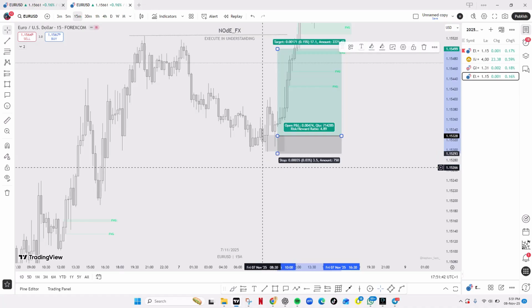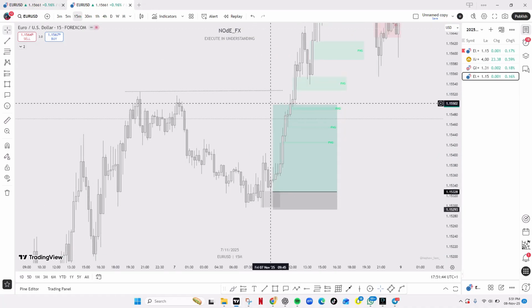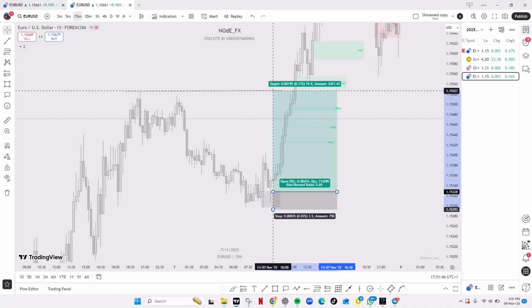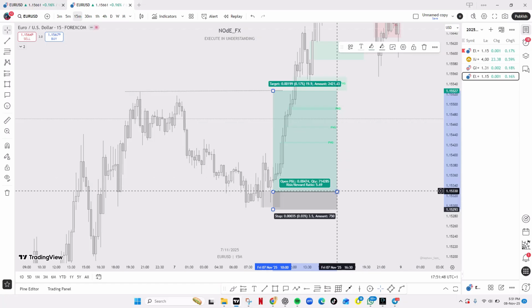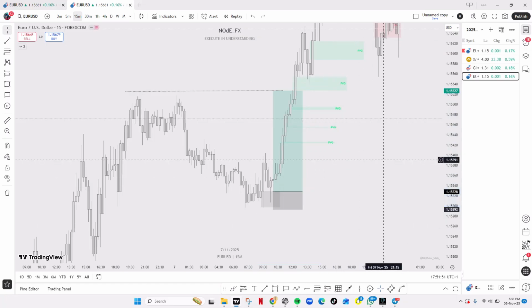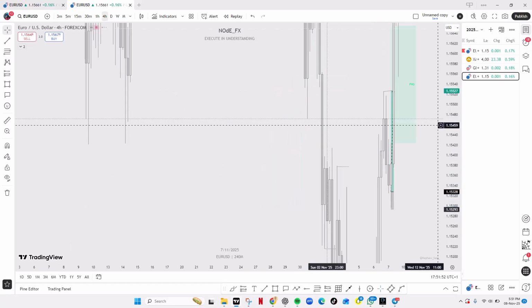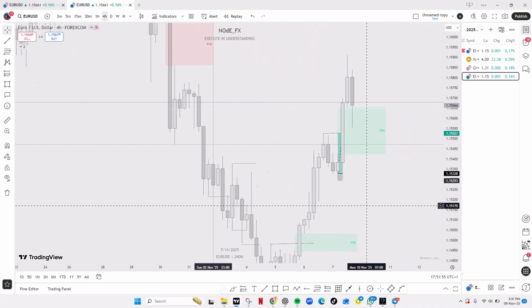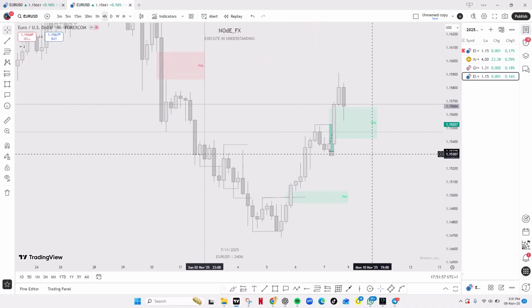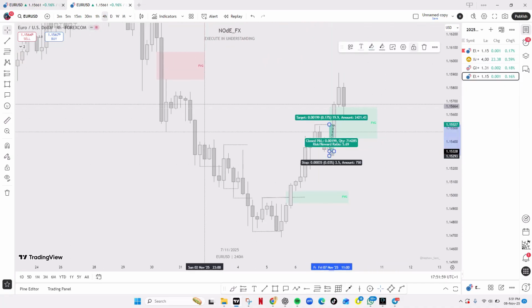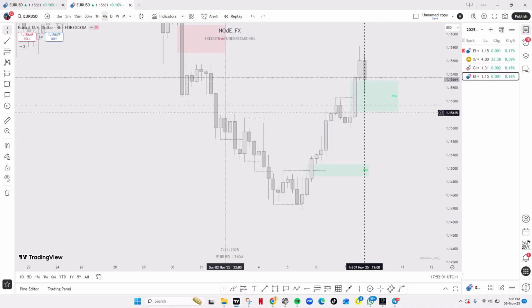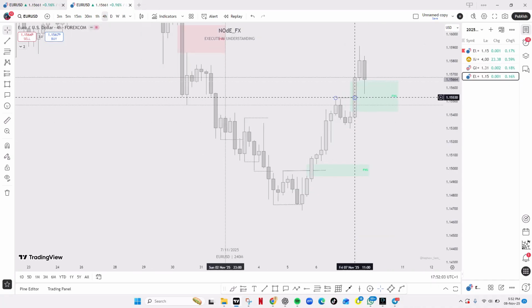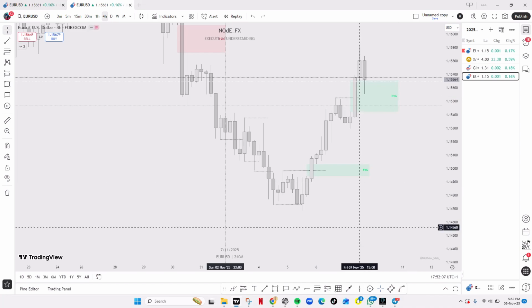Waiting for price to come back to what? To visit this demand, right? Waiting for price to come back, visit that demand and target this high. But unfortunately, price did not do anything like that. Basically, that's everything for this week. This week was just too dull. If you check the Telegram community, I was not even active there because the week was just too dull.